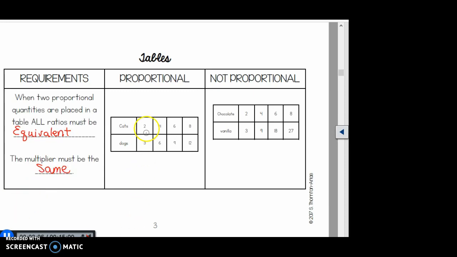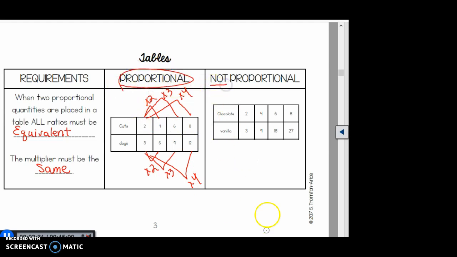So for example, if I go from cats, which is 2 to 4, I multiplied by 2. From 2 to 6, I multiplied by 3. From 2 to 8, I multiplied by 4. Let's see if that's the same at the bottom. Multiplied by 2, multiplied by 3, multiplied by 4. This looks proportional.